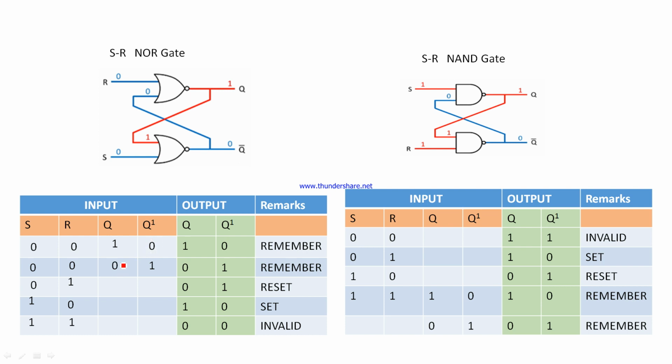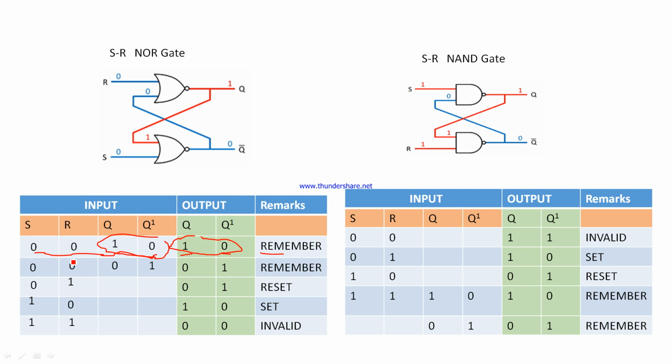And if we put Q 0, Q dash will be 1. So if we look at this combination, S 0, R 0, and we assume Q is 1, Q dash will be 0. You will check that the output will be 1 and Q dash will be 0. We call that a remember state. Why? Because Q and Q dash have remained the same.